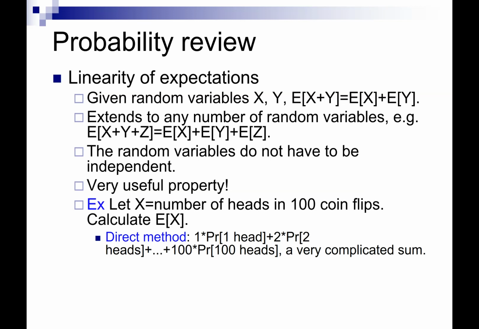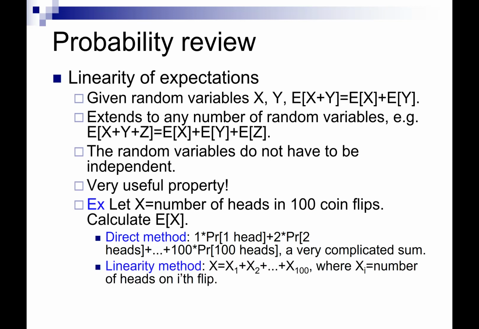The problem with doing this is that each of these individual terms is going to be quite complicated. For example, the probability that you get 2 heads is going to be basically 100 choose 2 over the total number of outcomes, and you have to multiply that by 2, and then add that for all the other probabilities. So it's a very complicated sum that you have to evaluate.